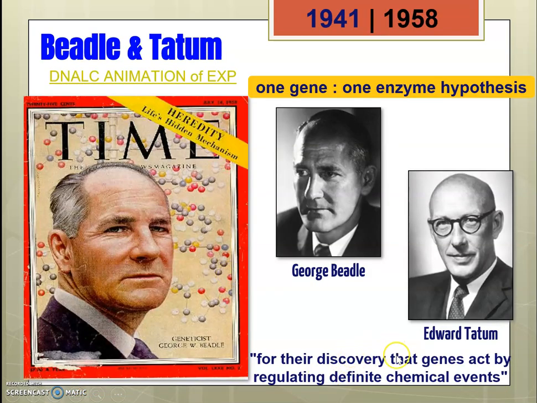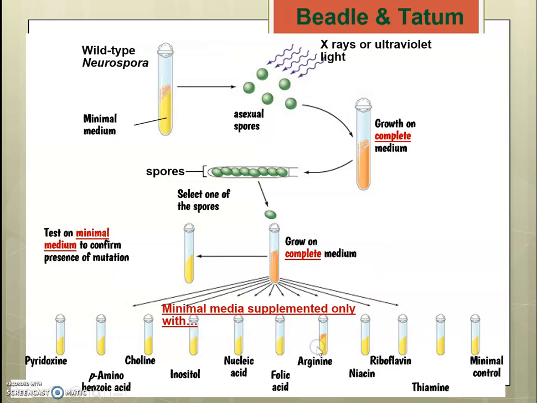So we had these dudes, George Beadle and Edward Tatum. They discovered that genes act by regulating specific chemical events. So they had a one gene, one enzyme hypothesis. This is what they did: they looked at asexual spores and put them through this process to test whether they could get a mutation present or not.